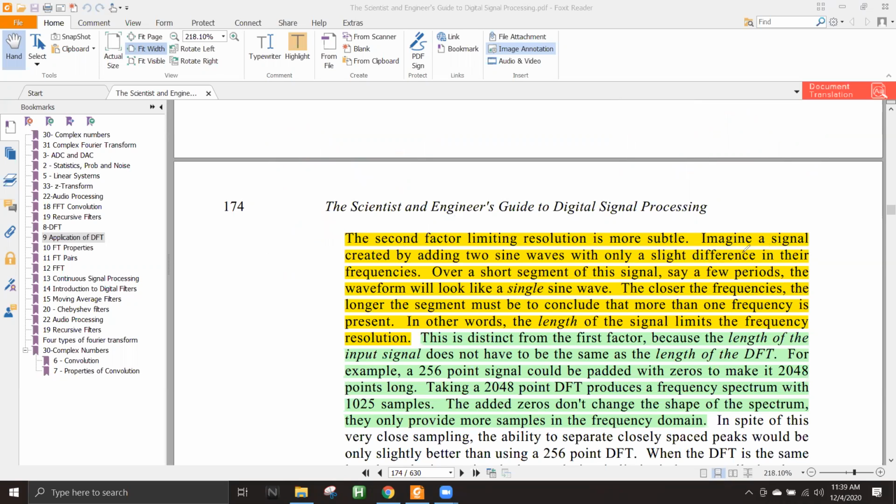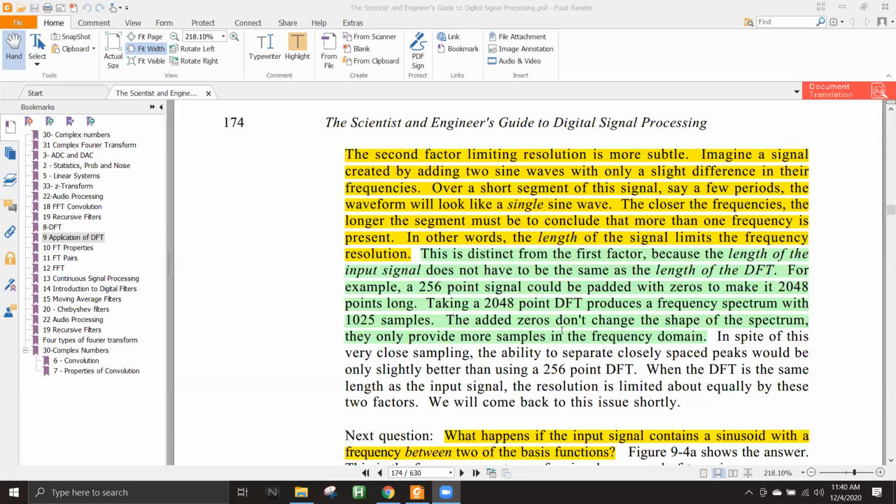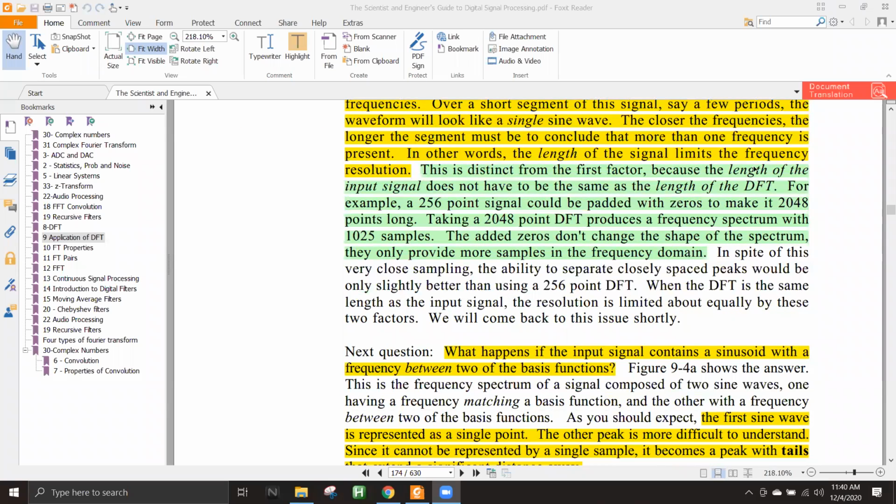The length of the signal, not the length of the DFT. So the first limiting factor was capital N, the length of the DFT, and the second limiting factor is small n, the length of the signal. Over a short segment of the signal, say a few periods, the waveform will look like a single sine wave. They will look exactly alike. But if you take the length larger, then it will start to become different. This is distinct from the first factor because the length of the input signal does not have to be the same as the length of the DFT. So this one is actually important.